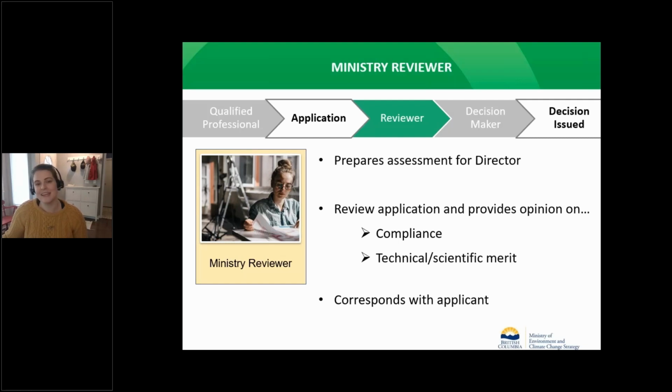Ministry reviewers will correspond with an applicant to seek any necessary clarifications or to obtain any missing pieces of information. Once the ministry reviewer is able to complete their review and assessment, their opinions are provided to the decision maker. Next slide, please.